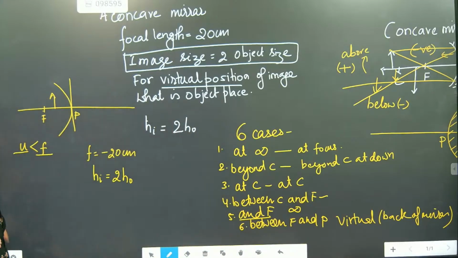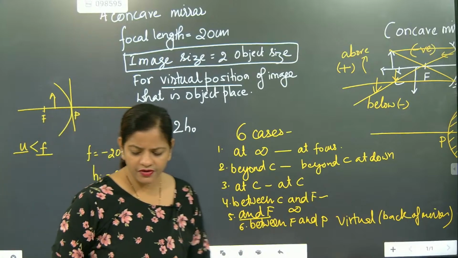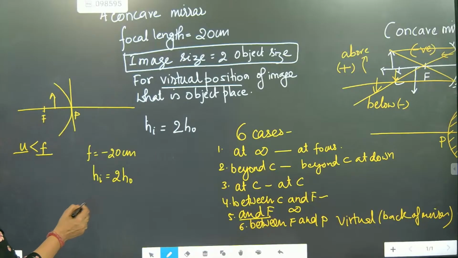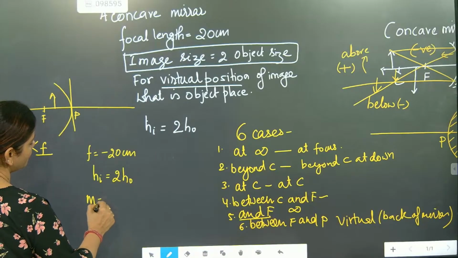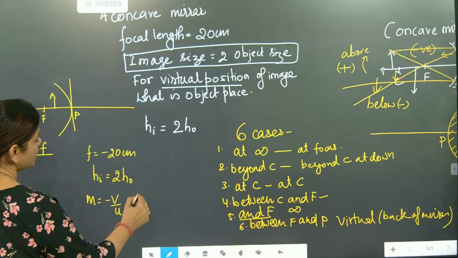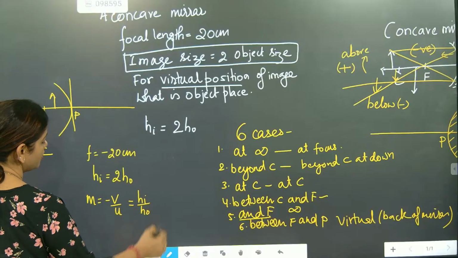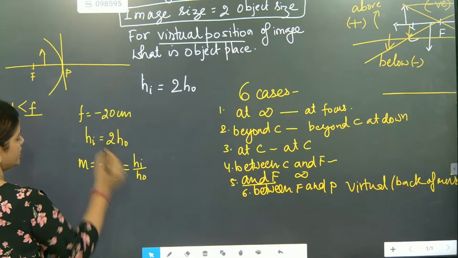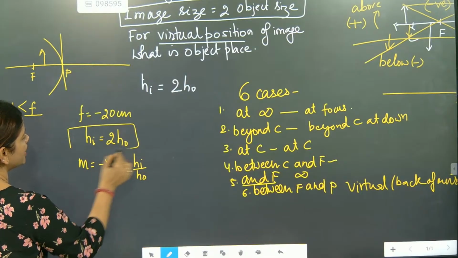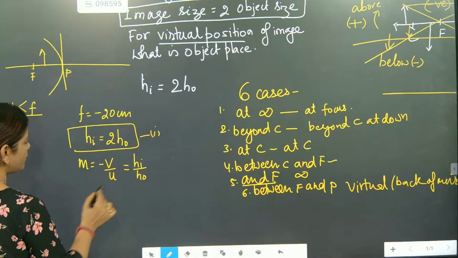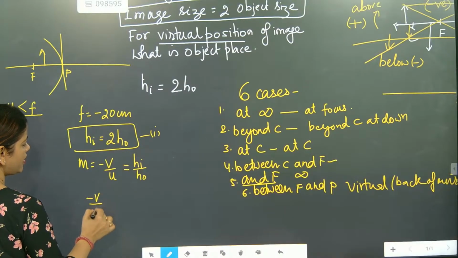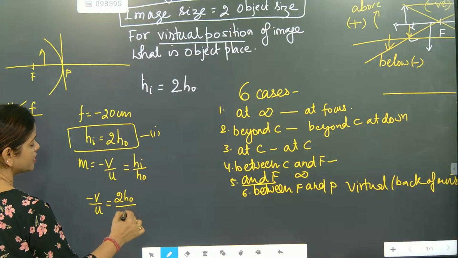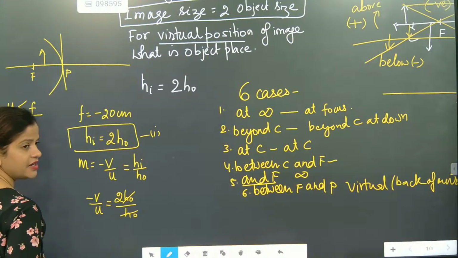Got it? Now let us look here. Everyone, please pay attention and learn this nicely. Height of image. The magnification formula is minus v by u, and this is h_i by h_0. Height of image is already given as 2 times the height of object. So minus v by u is equal to 2 times height of object by height of object. This and this will get cancelled.